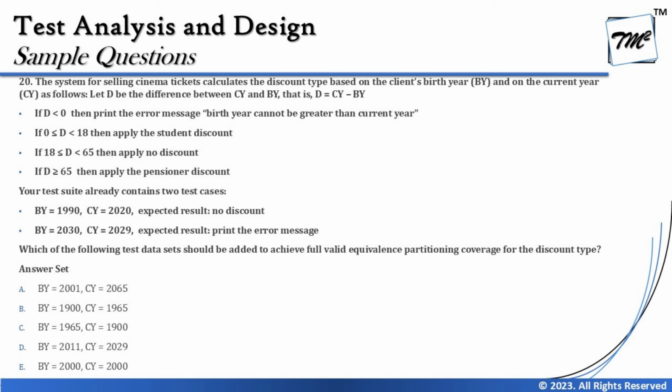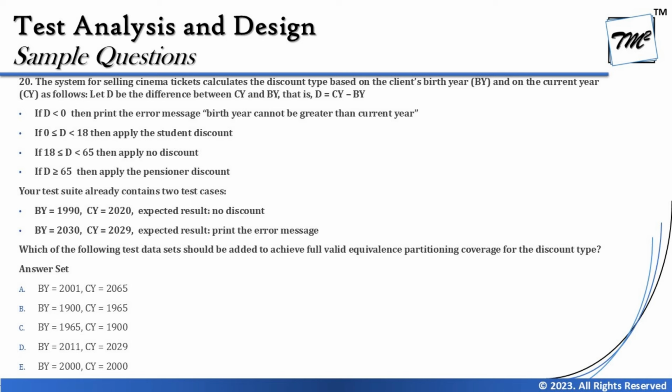So you say that you have already created two tests. If I quickly review them, 1990 is the birth year and the current year is 2020. Then the difference is 30 years, and 30 years falls into the third partition, that is D greater than or equal to 18 and less than 65, and covers no discount. And if I look at the second test, it says 2030 is the birth year and the current year is 2029, which is futuristic. So of course it will result in an error message. So we covered the first partition as well. So first and third partitions are covered. These are basically your partitions.